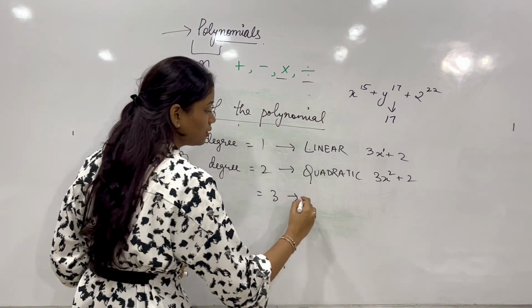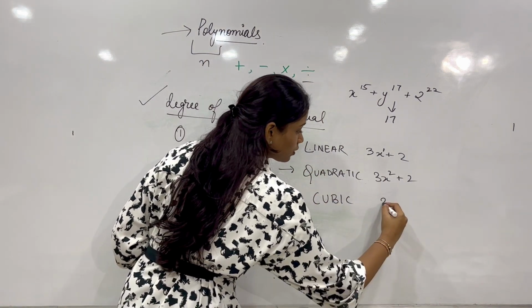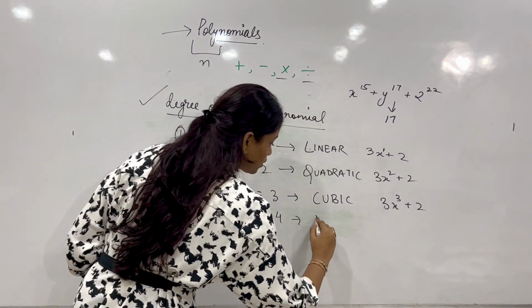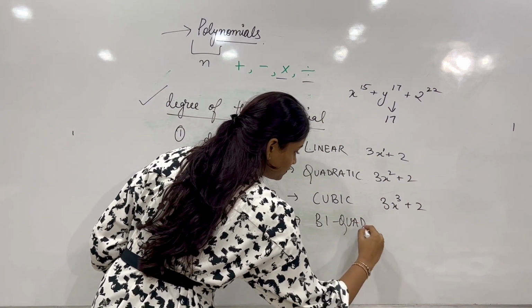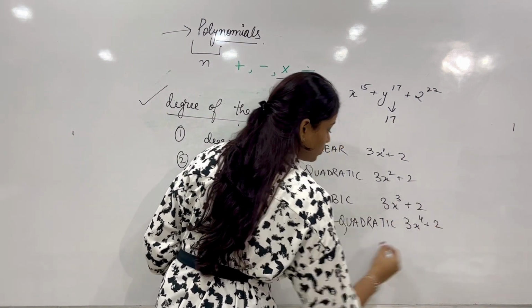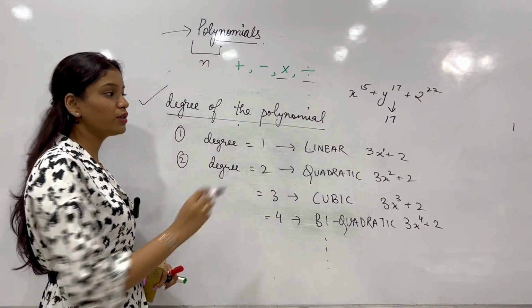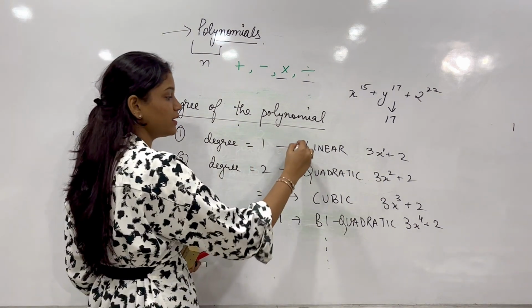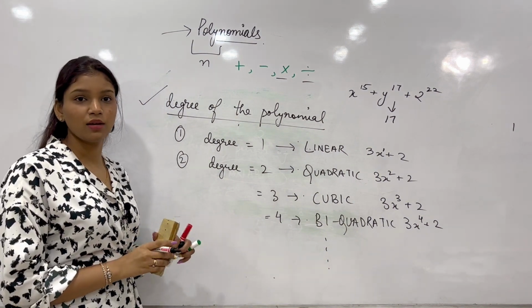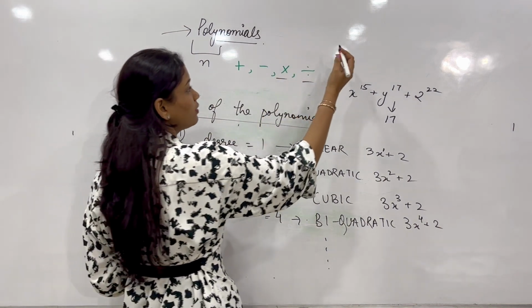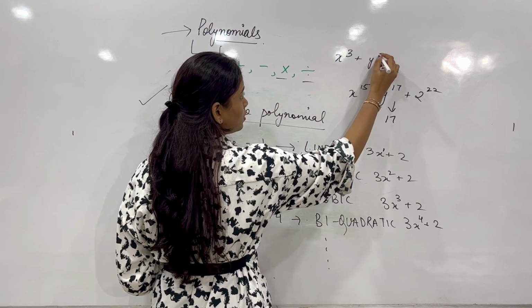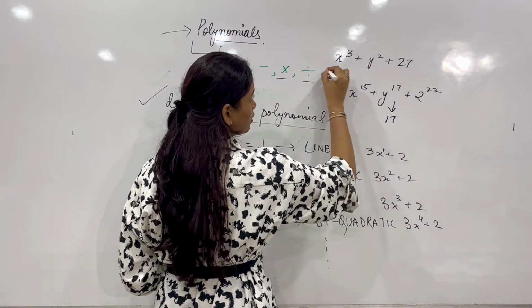If the degree is 3, it is called cubic. 3x cube plus 2. If the degree is 4, it is called biquadratic. 3x 4 plus 2, and so on. So on the basis of the degree, we can name a polynomial as linear, quadratic, cubic, biquadratic, and so on for 5, 6, 7, anything. So if I have a polynomial, let us say x to the power 3 plus y to the power 2 plus 27.